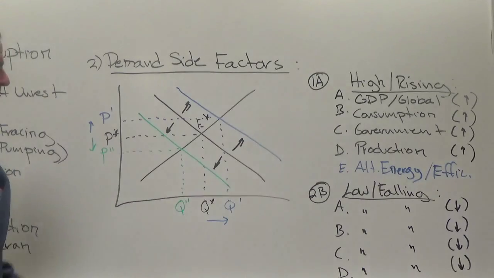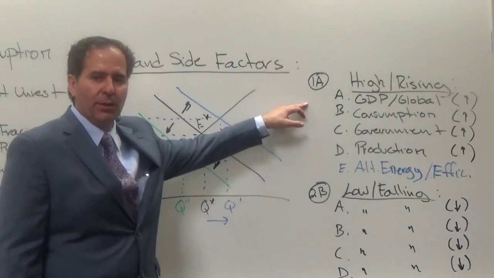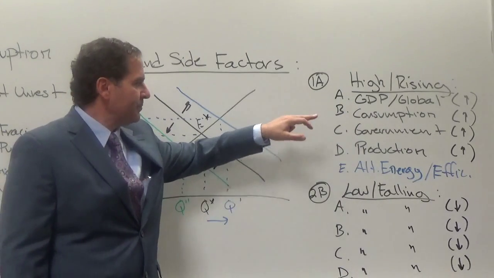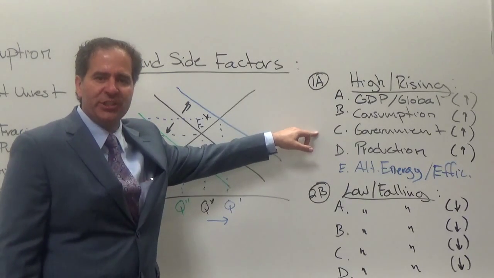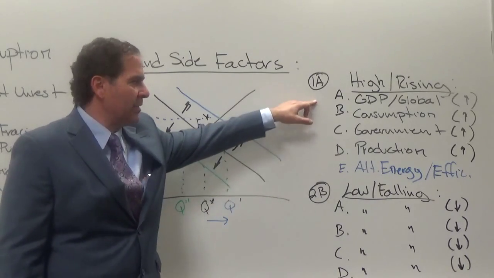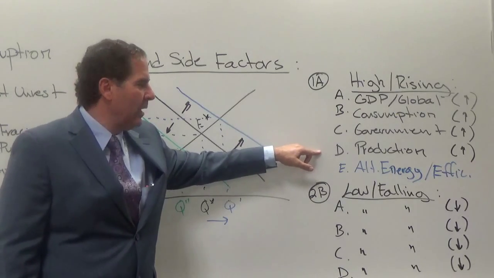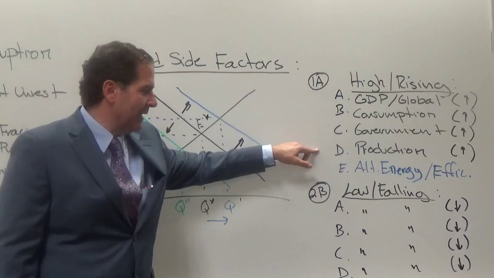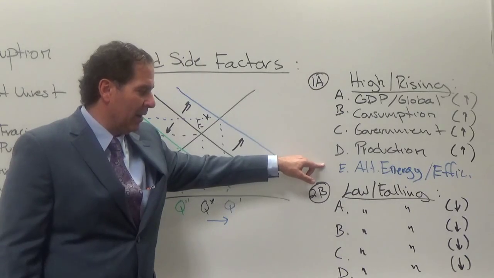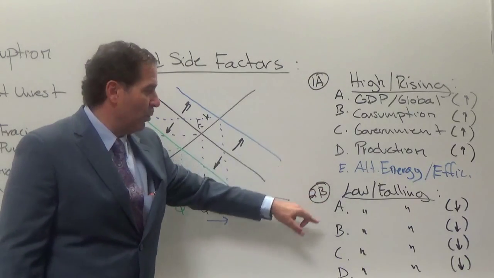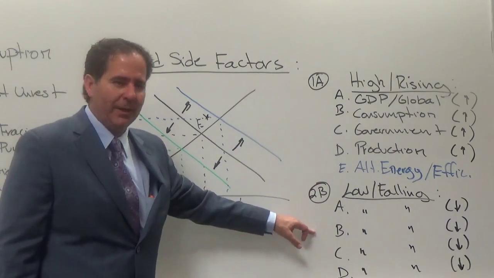So let's look at what could cause the demand curve to shift. One would be high and rising global demand or gross domestic product. Higher consumption by businesses and individuals, higher government purchases, and higher gross domestic product production, so higher purchases of oil that go into the production process. And then also, which could also have an effect on the prices, will be energy efficiency, but that will be on the lower falling demand side.